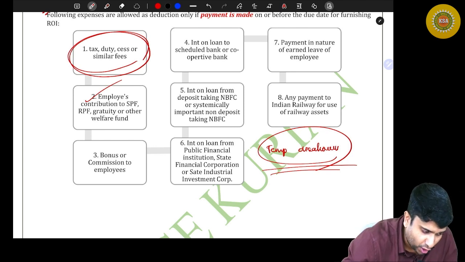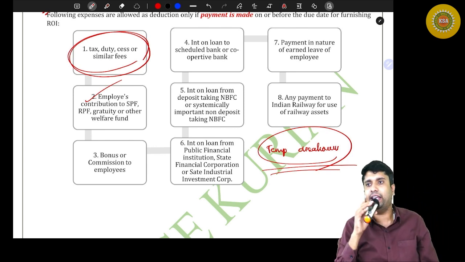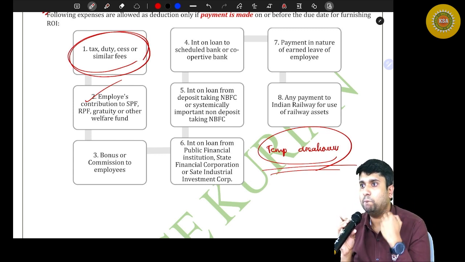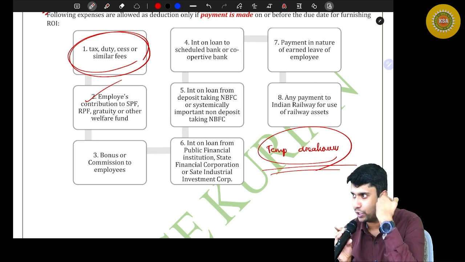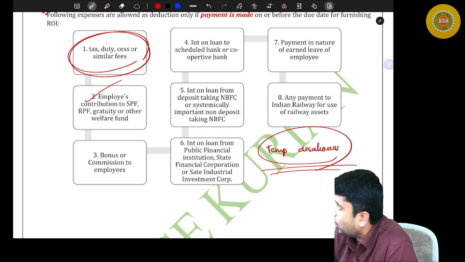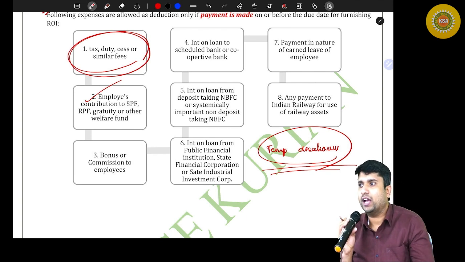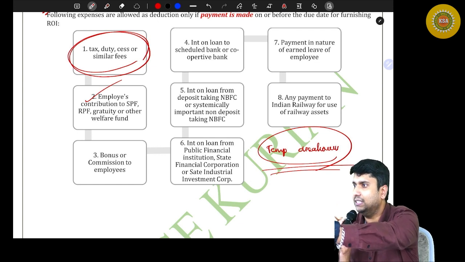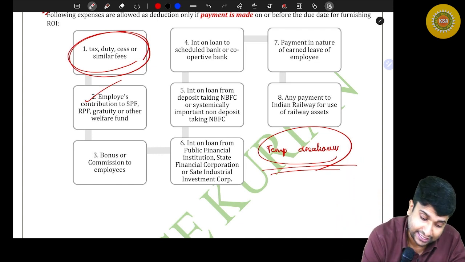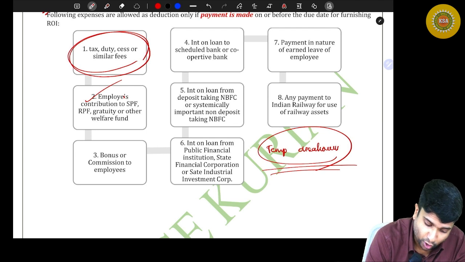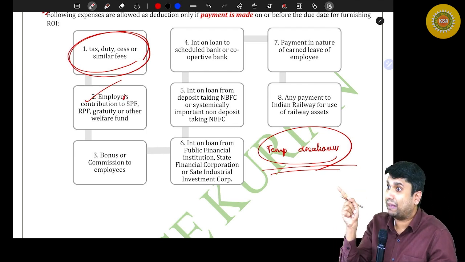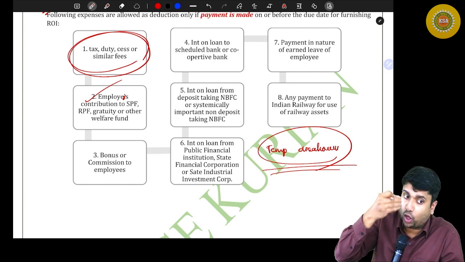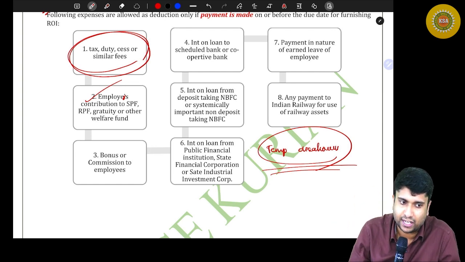Employees' contribution to SPF, RPF, gratuity or other welfare fund. Employer is, if he is making his out-of-pocket contribution to either RPF or SPF or gratuity fund, you have to actually make the payment to the respective fund to claim it as a deduction. If it is payable, you cannot claim it as a deduction. We are talking about the employer, so correct the spelling. Put an R in between. It's employer's contribution, not employee. Employer's contribution to SPF, RPF, gratuity and other welfare fund.